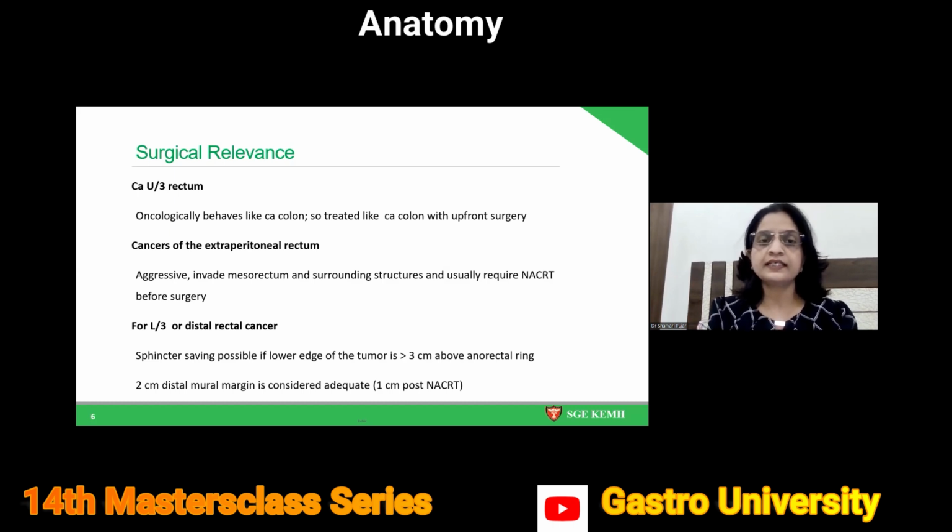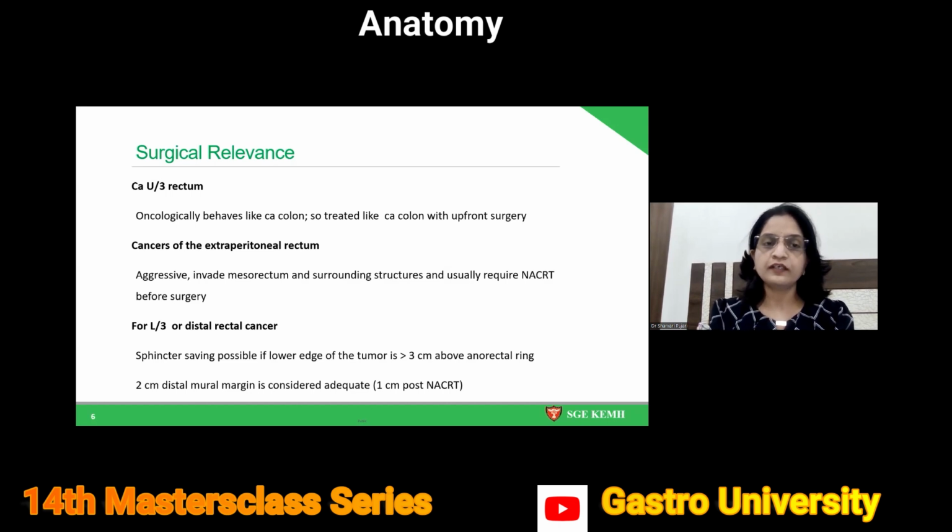When the cancer is in the extraperitoneal part of the rectum, however, because there is no peritoneal covering, the tumors tend to be more aggressive, invading the mesorectum and surrounding structures more aggressively. These tumors are bulky, and so they require neoadjuvant chemoradiotherapy, in broad terms, which we will discuss later at various levels. If it is below the level of peritoneal reflection, neoadjuvant chemoradiotherapy comes before the surgery when the management is considered.